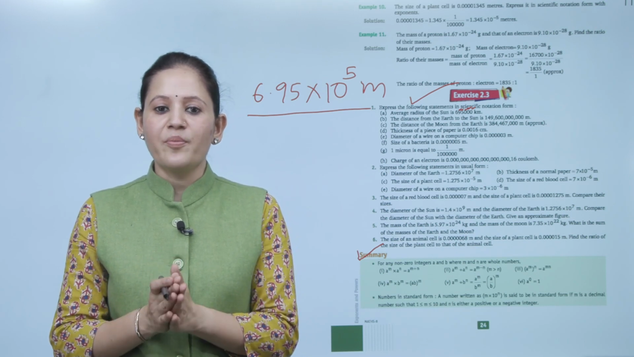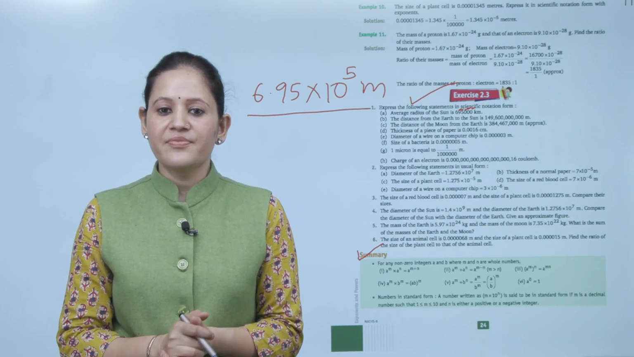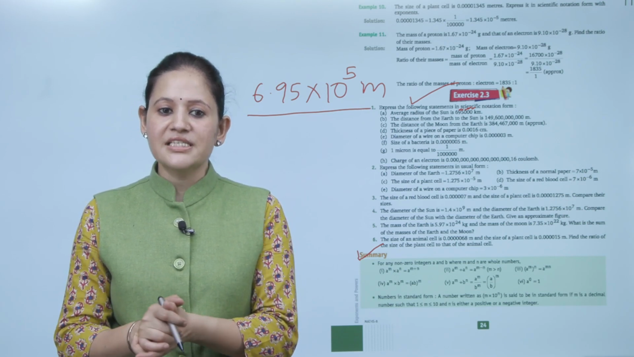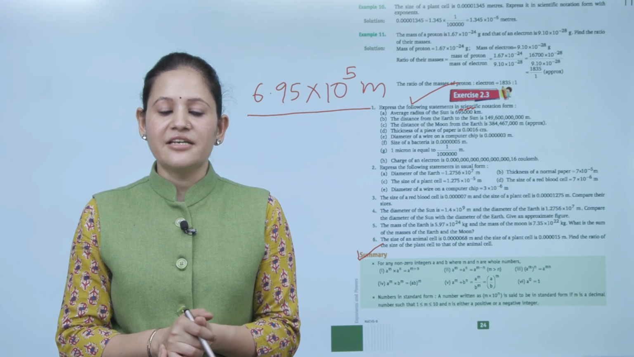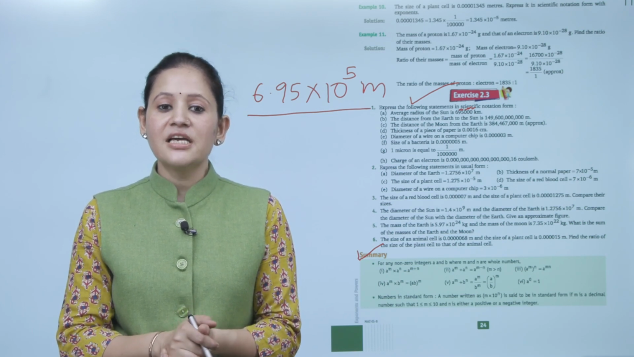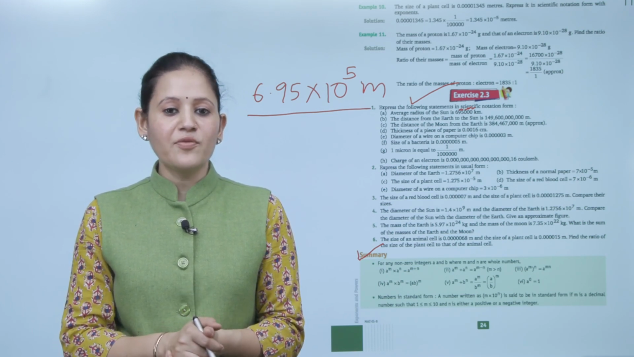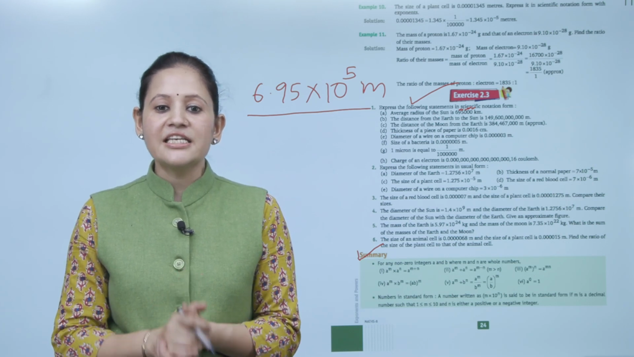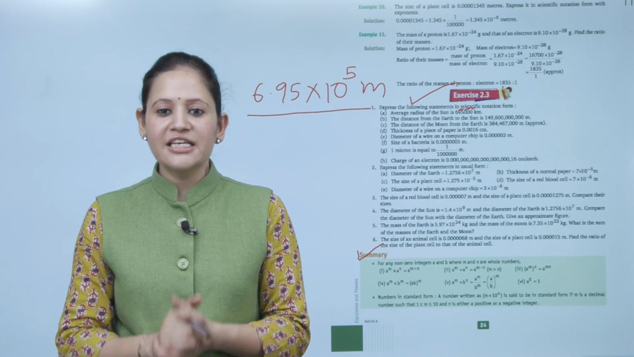Number in standard form. A number written as m into 10 to the power n is said to be in standard form if m is a decimal number such that m is greater than or equal to 1 and less than 10, and n is either a positive or a negative integer.